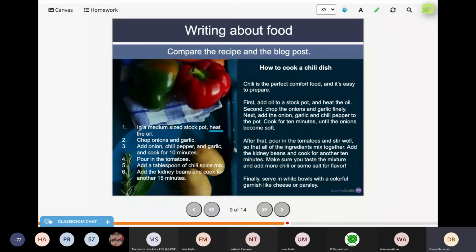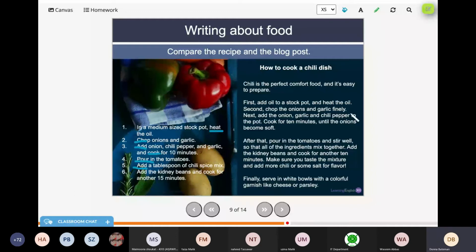Heat, chop, add, cook, pour in, add. All those words we talk about when we're describing how to make something, how to prepare a dish. On the right-hand side, we have more details. We have more information to help us decide how small to chop the onion and garlic. It tells us to chop the onion and garlic finely. Finely means very small.